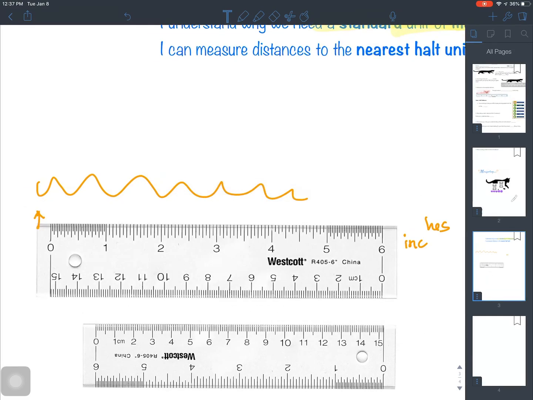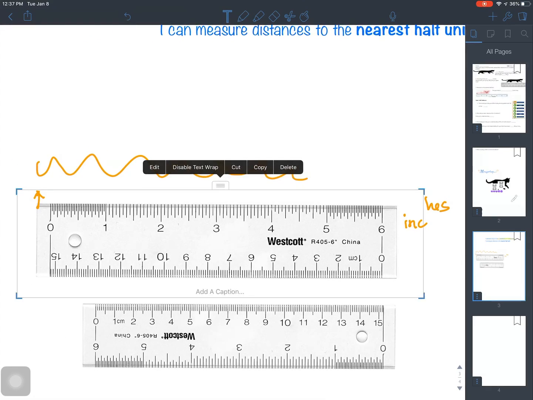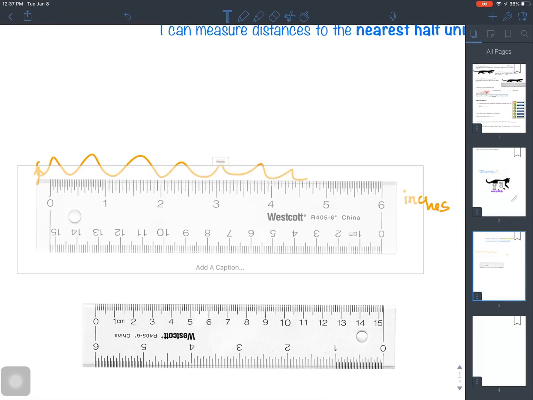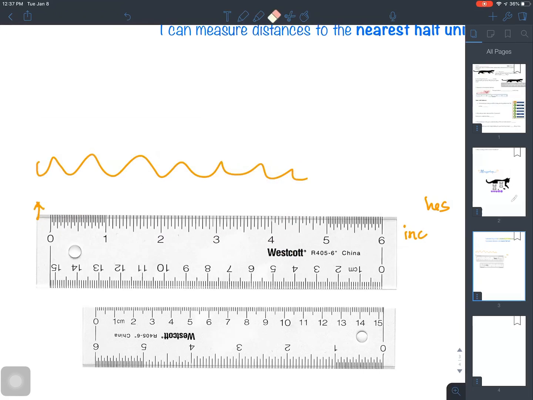So if I started there, but somebody else started at the 0, they would have a completely different measurement. Now, let me show you that again. So that's why we need to make sure that we line up at the 0.